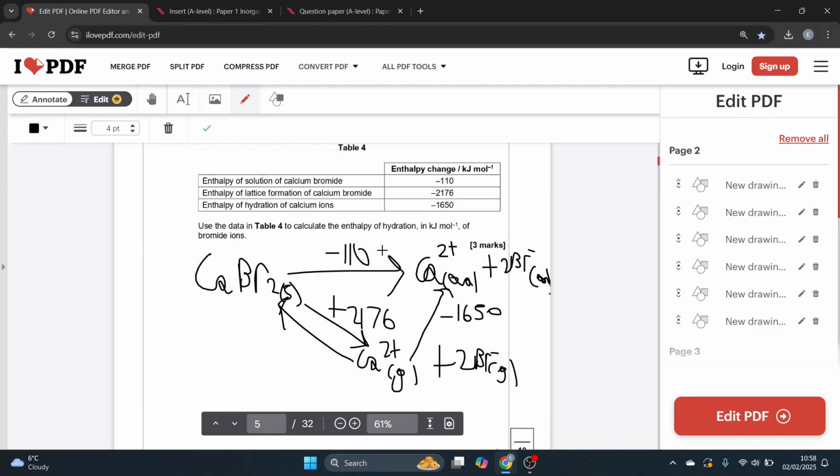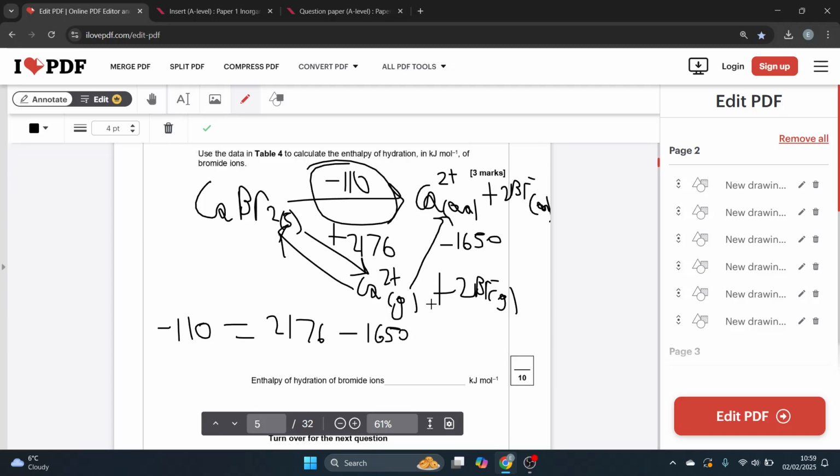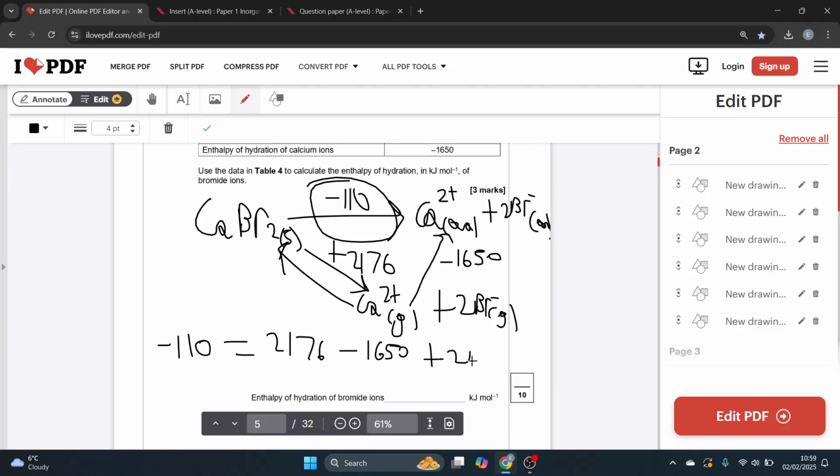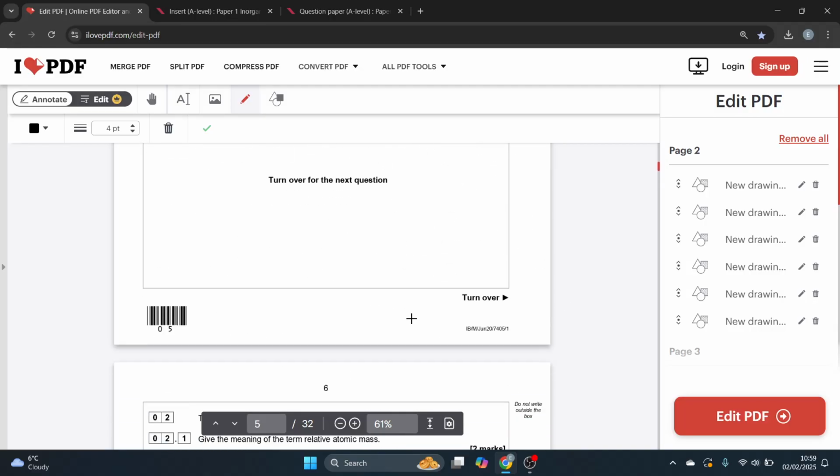So what I'm going to do is, because this is a Hess's law cycle, the total enthalpy change is independent of the route taken. So I'm going to say minus 110 equals 2176 minus 1650 plus 2y. You should get minus 318 kilojoules per mole. It's not too complicated, you just need to practice these kinds of questions. It's 3 marks for that.